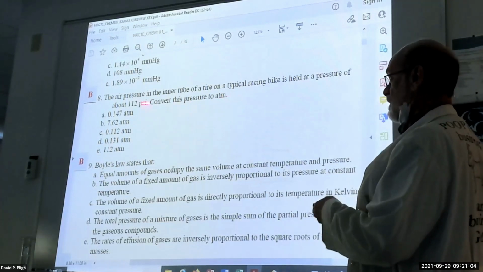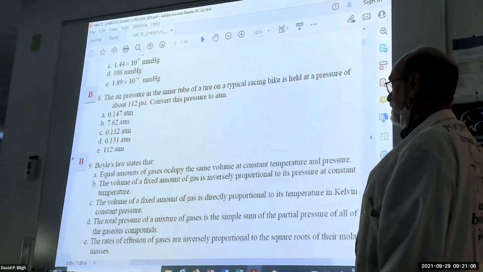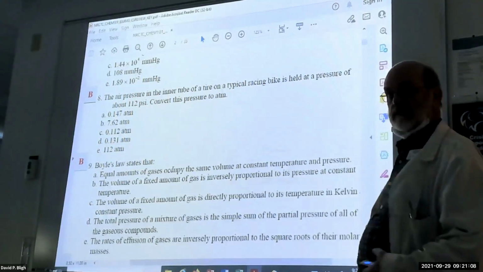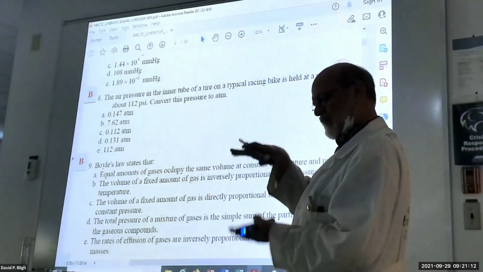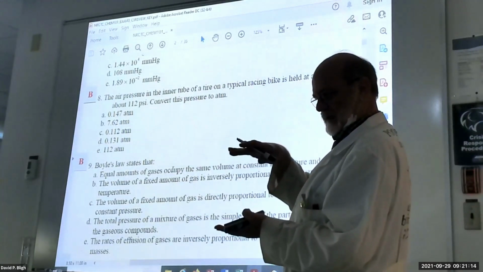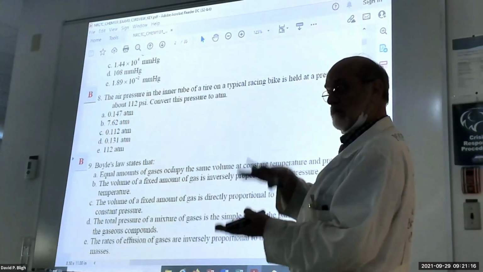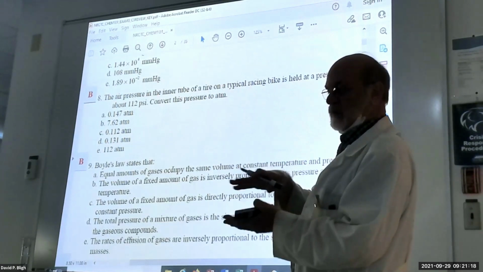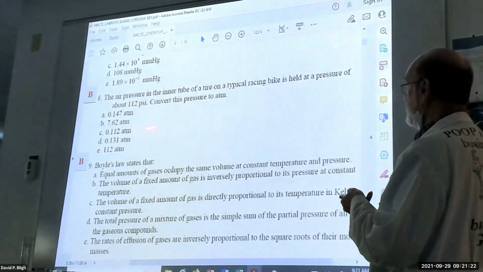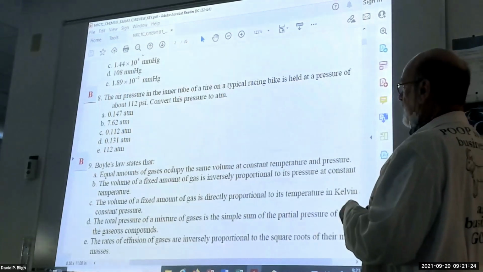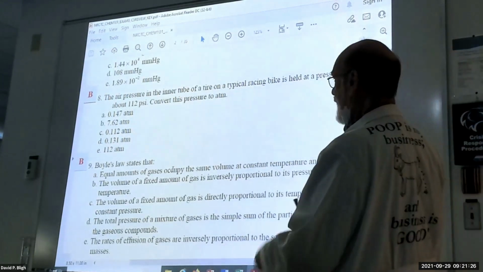These racing bikes are much higher pressure. That minimizes friction. When the tire presses against the pavement, the more it deforms, the more rubber meets the road, which means more friction. So they try to minimize friction with these high pressure tires. And then the question is, convert that to atmospheres.